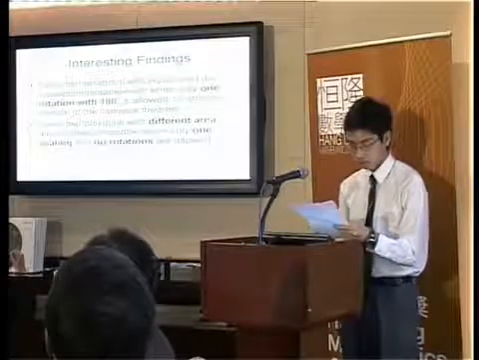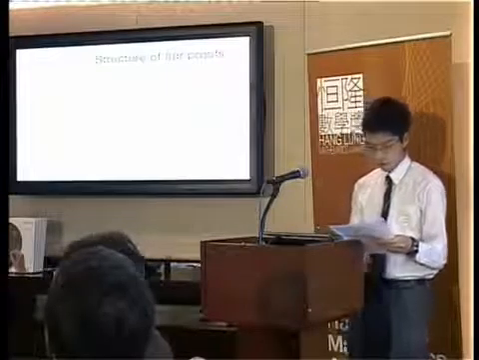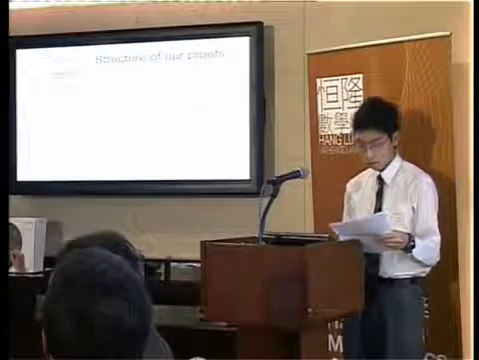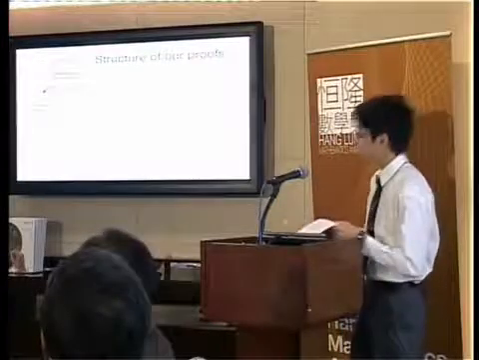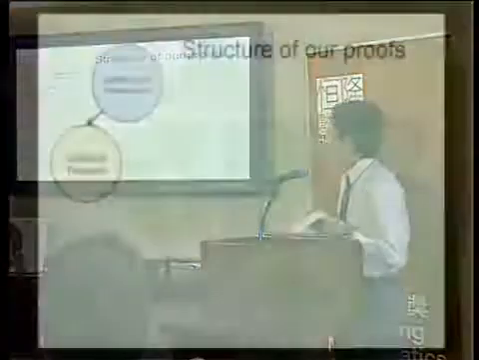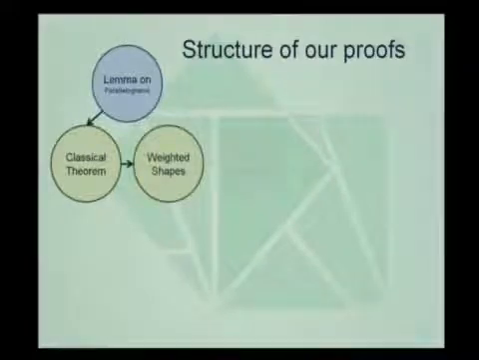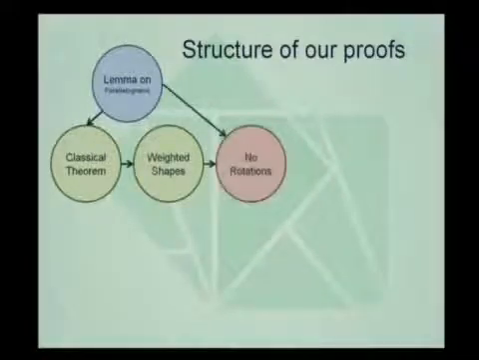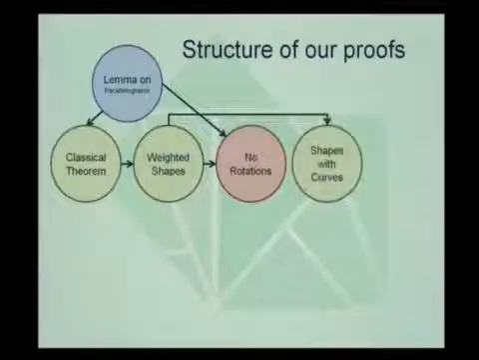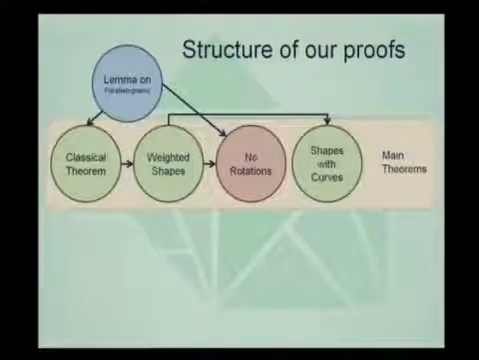Our proofs start at the most fundamental result, that's the lemma of parallelograms. Then the classical theorem follows. Then we extend the problem to weighted shapes. By these two results, we can prove whether two shapes are equidecomposable when rotation is not allowed. And together with the shapes with curves, these four are the main theorems that are the backbone of the project.